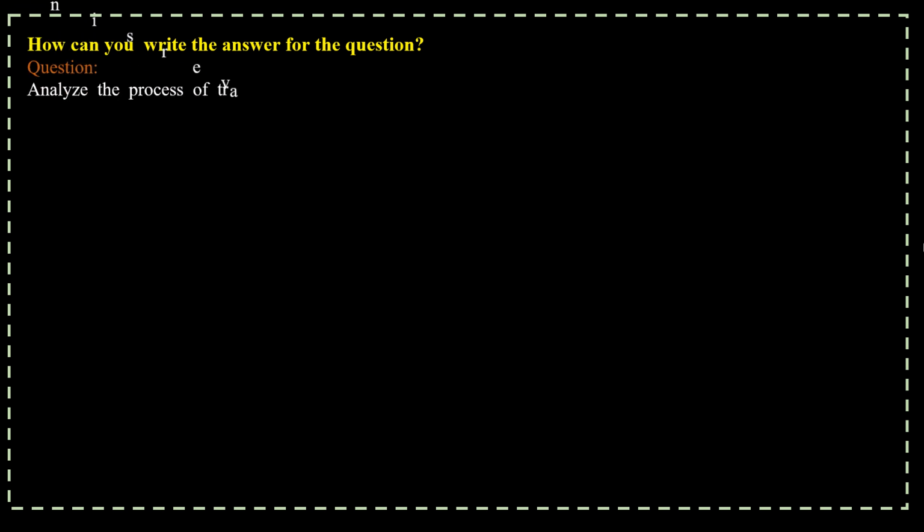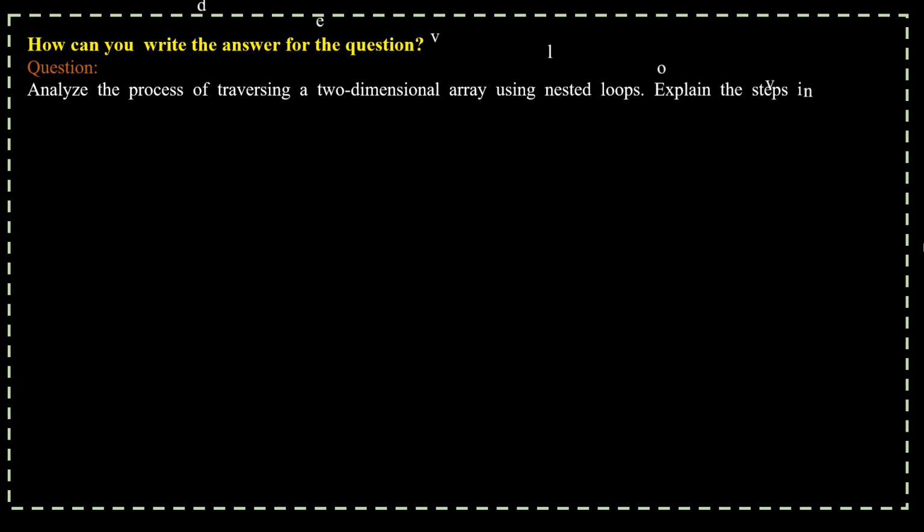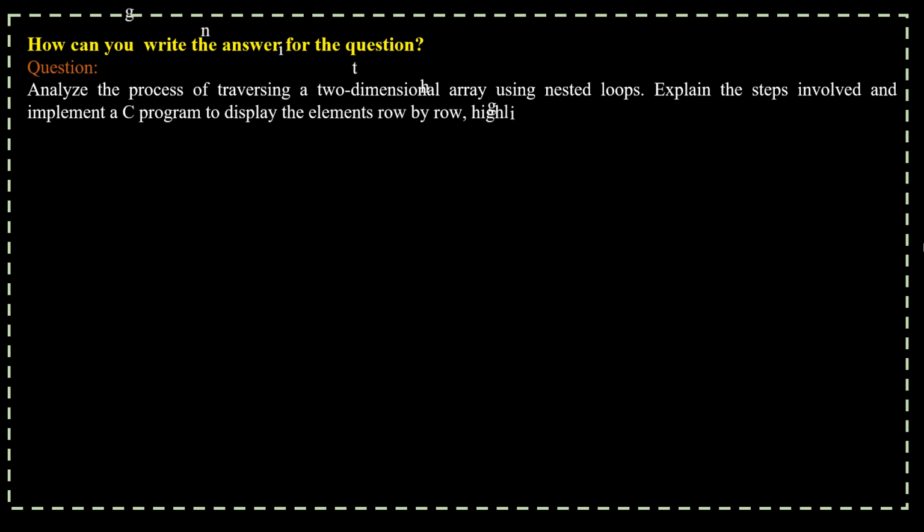How can you write the answer for the question? Question: Analyze the process of traversing a two-dimensional array using nested loops. Explain the steps involved and implement a C program to display the elements row by row, highlighting the significance of indexing.